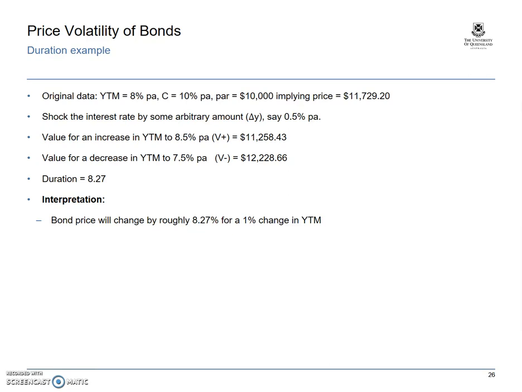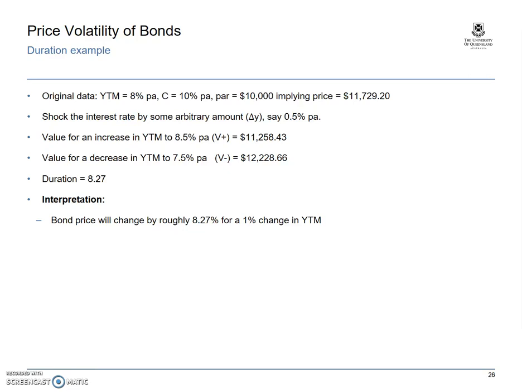And so this is an arbitrary small amount. We shock the interest rate by this small arbitrary amount, delta Y. In this case, we're going to say it's 0.5%. We then recalculate the value for an increase in the yield to maturity, so we go from 8% to 8.5%. That's our new increase in the yield to maturity. And obviously if yields go up, we would expect the value to go down, and that's what we find. We find a V positive of $11,258.43.